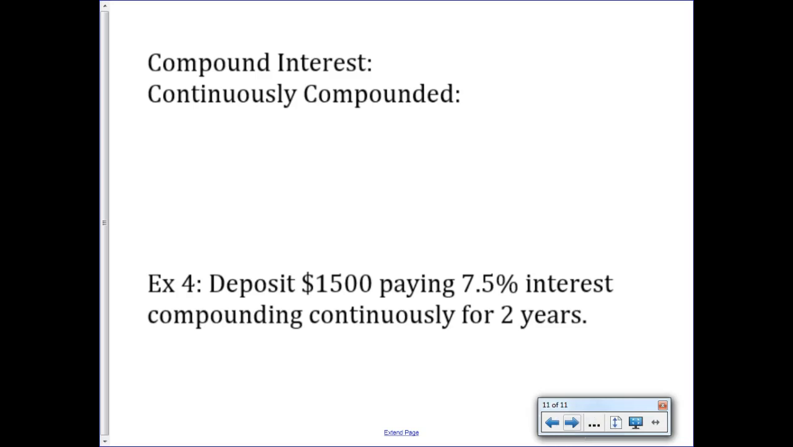Okay, the last piece is compound interest. So we talked about compounding annually, quarterly, daily. Even better than that is continuously compounding the interest. The more times you're compounding, the better off you are. So continuously compounded interest looks like this. A equals your principal times e to the rate times time. So Pe to the rt.